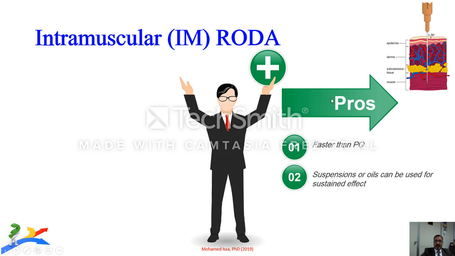So for intramuscular, of course, they are not as fast as intravenous, but definitely faster than the oral route of administration. And of course, we evade the hostile environment of the GI tract. Another important advantage of the intramuscular route is that we can inject suspensions. You remember when we were talking about intravenous, I said we can never inject suspensions, but for intramuscular administration, we can use suspensions. We can even go for oils. So we can have a variety of formulations, suspensions, oils.